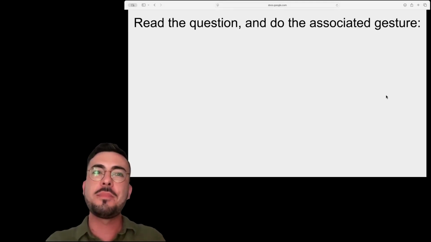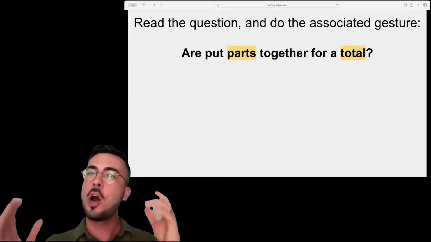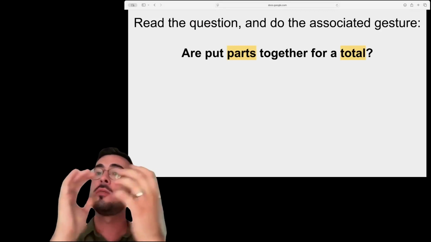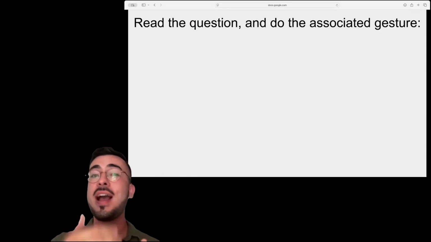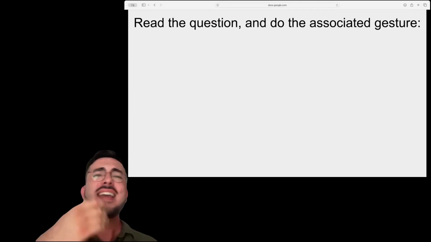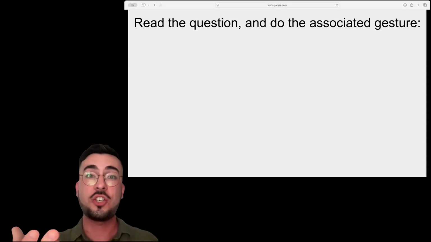But for me, it's as simple as I throw up this slide. I tell students, read the question and do the gesture. Our parts put together for a total. I take it away. I have them memorize it. Turn to your partner. Memorize the question. In those first couple minutes, we're not even looking to understand necessarily what the question means.